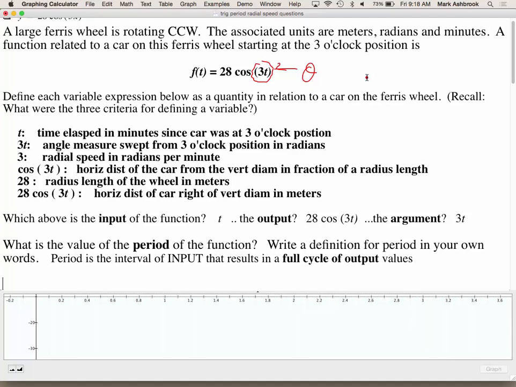So what does theta need to do for us to achieve a full period? 2 pi. So we need the argument 3t to reach 2 pi. 3t is the angle measure. When that angle measure reaches 2 pi, we've got a full cycle. So what value of t achieves that? You're going to solve for t. What value of t achieves that? 2 pi over 3.